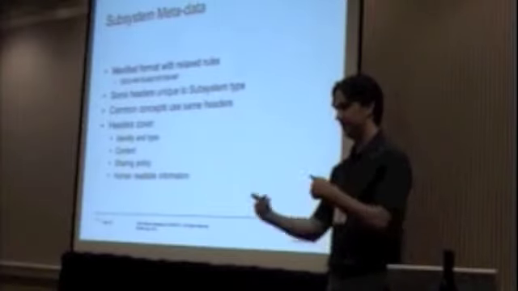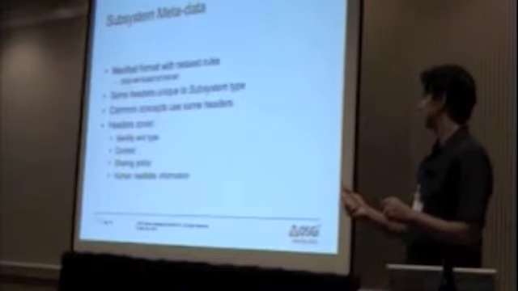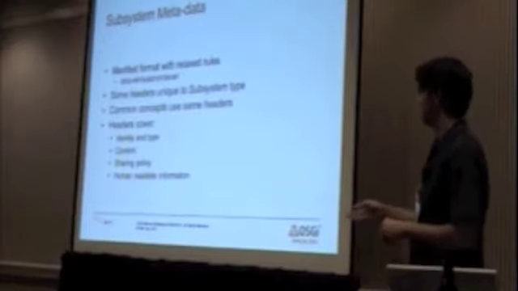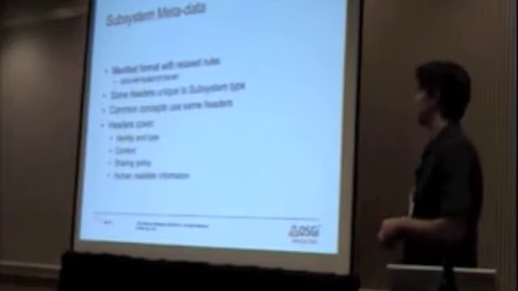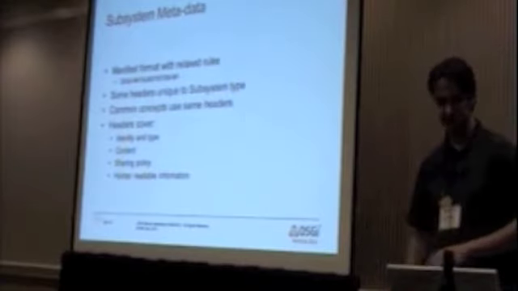There are some headers that you put in this file that are unique to the subsystem type. In particular, it's the ones dealing with composites because it has explicit imports and exports. So there are explicit sharing headers that go in there, like import package, export package, that can only exist in a composite. But all the other concepts are common across the types and use the same headers within the subsystem manifest. And the headers cover the identity and type, content, sharing policy, and some human readable information.